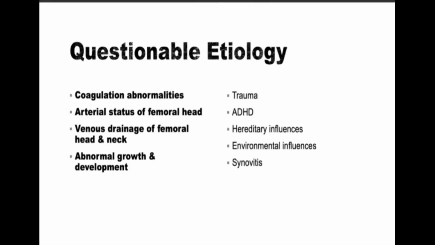There are a whole host of theories as to why this happens. And whenever you see this many things on the potential causes, that means that we as scientists and orthopedic surgeons haven't quite figured out what leads to it. But there are some theories about coagulation abnormalities, the arterial status, perhaps some venous drainage, abnormal growth and development. There have been studies that show some of these relate to trauma. There's an increased association with ADHD. There are hereditary influences and environmental influences. So there's a lot of research going into this right now, but the simple fact is that it's idiopathic. We don't necessarily know what causes it.